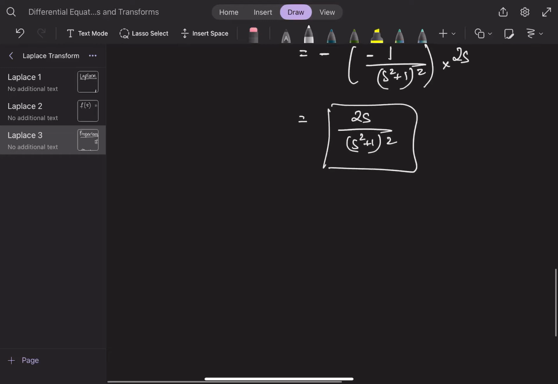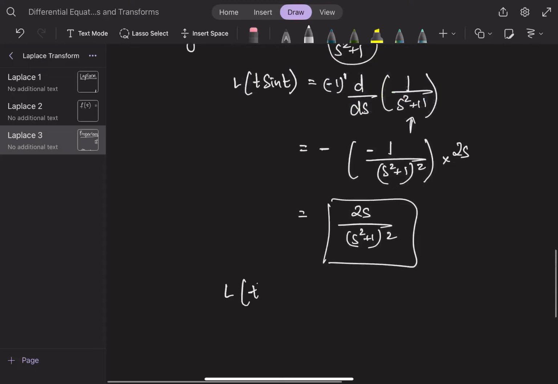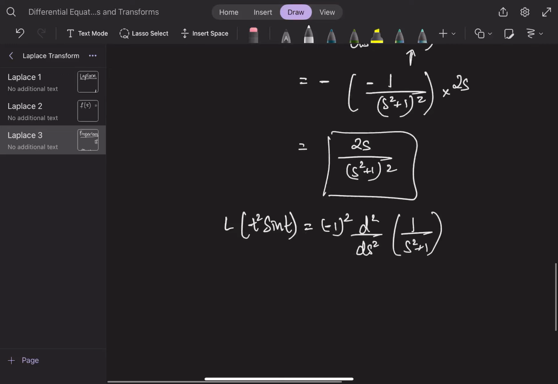Now suppose you had Laplace of t square sin t, then it would be minus 1 square, d2 by ds2 of 1 upon s square plus 1, which means you need to differentiate this twice. Then you will get your answer. So guys, make sure you go through the examples that are in my notes.